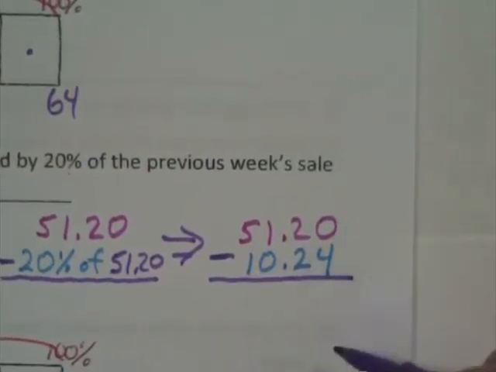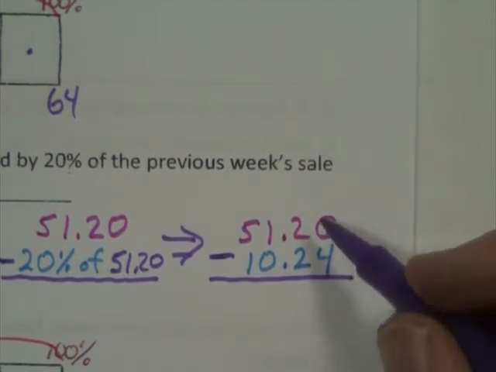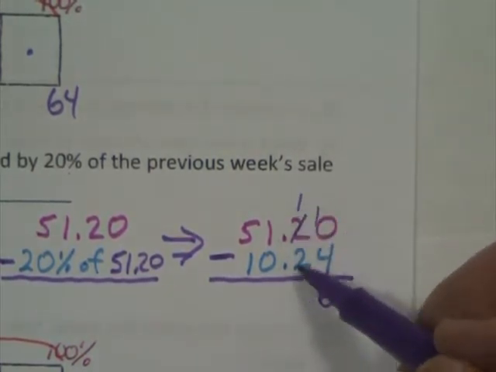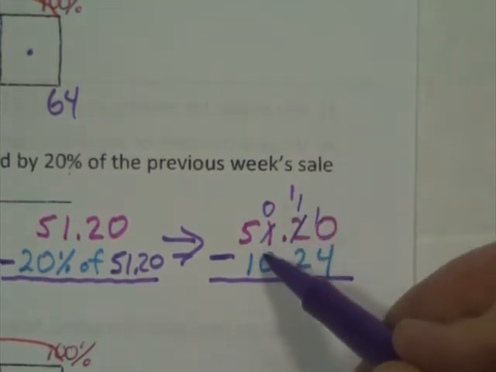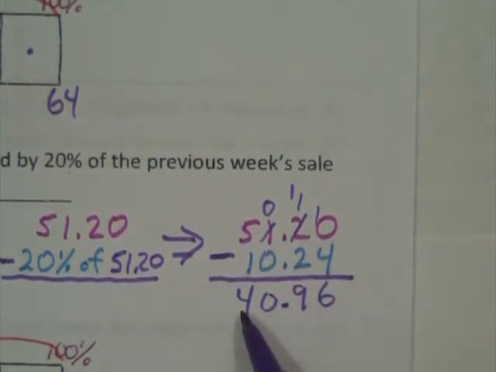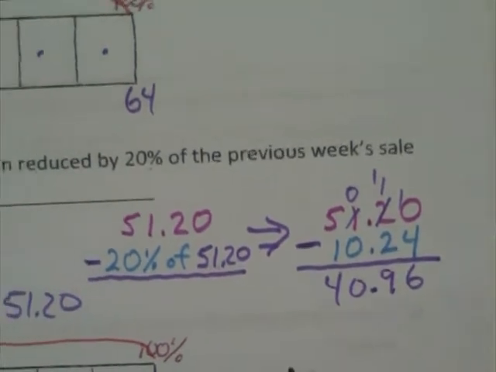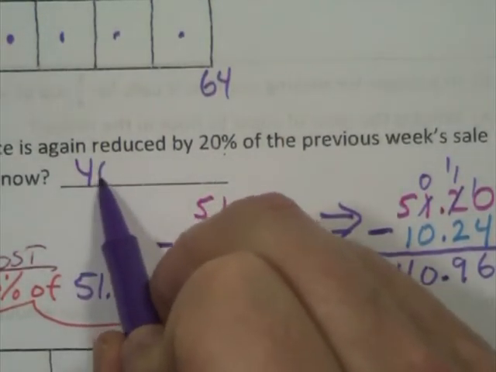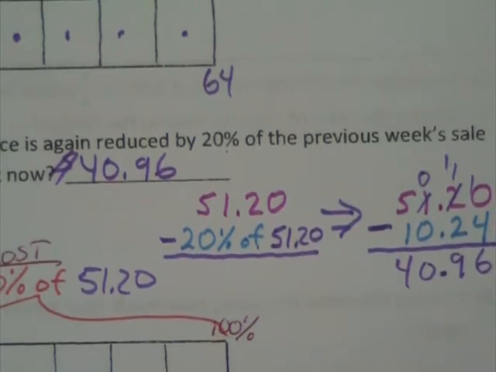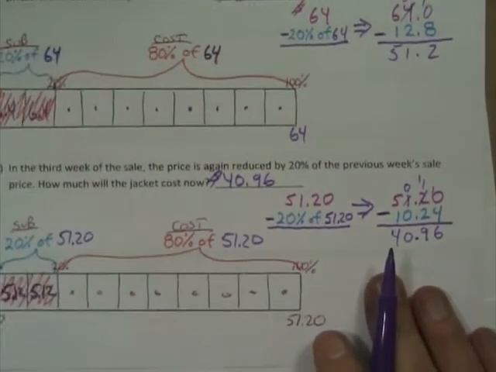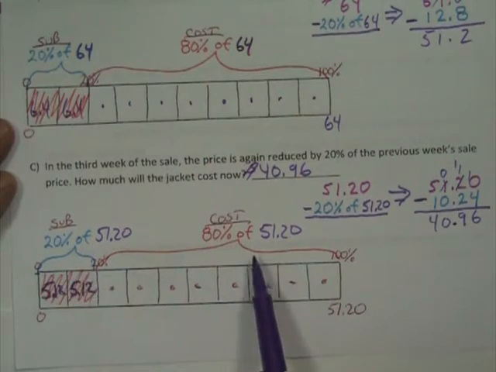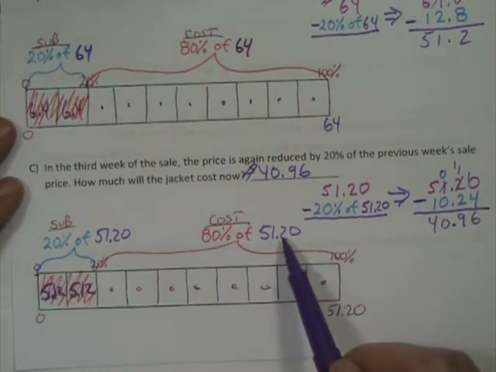So now I need to subtract, and this is where some students have difficulty. You're going to have to borrow. So if I borrow, that's a 10. 10 minus 4 is 6. I'm going to have to borrow again. That's 11. 11 minus 2 is 9. Bring down your decimal. 0, 4. 40.96. That means it's going to cost $40.96. So that's after taking away 20% from 51.20 gives you this amount. Again, some students just take 80% of the number and get their answer.